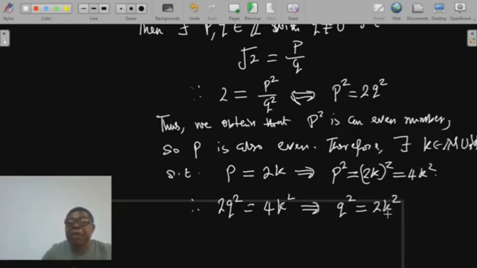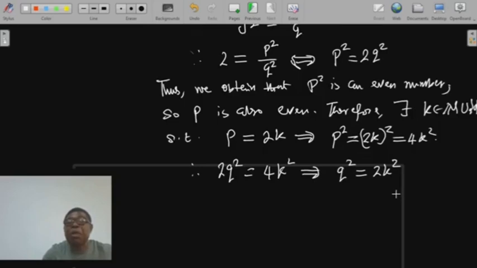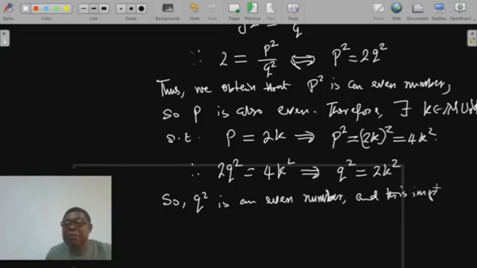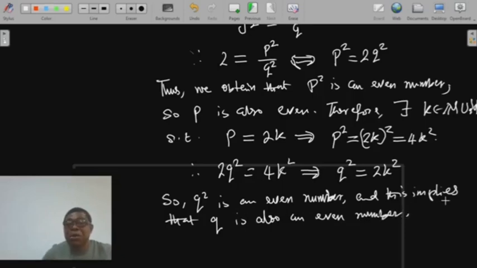This again means that q squared is an even number, and this implies that q is also an even number. So q is also an even number.